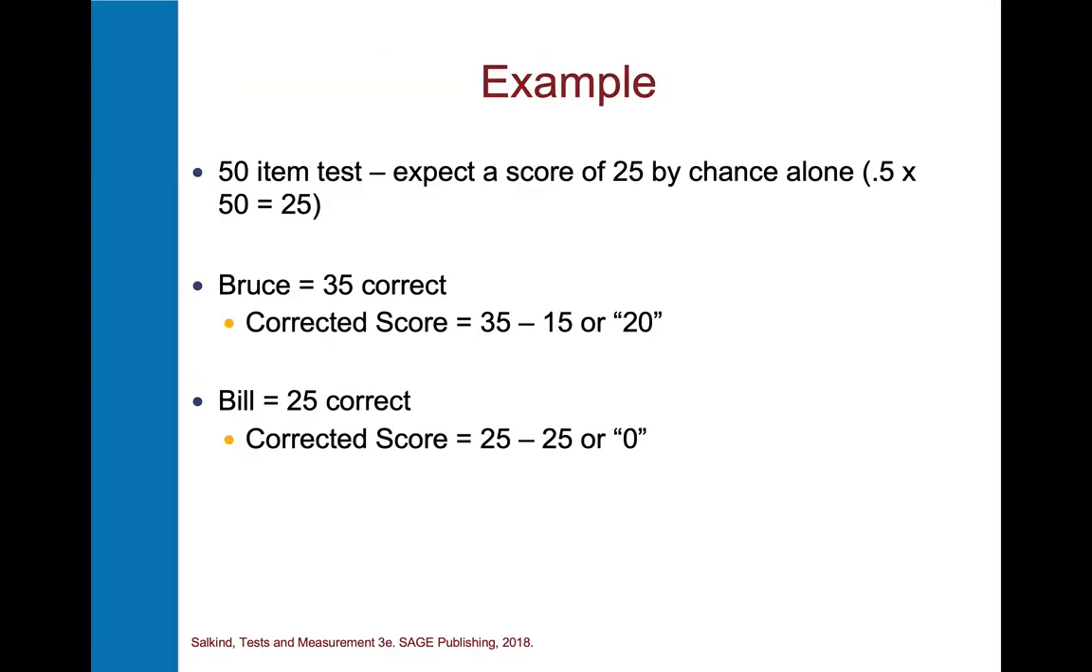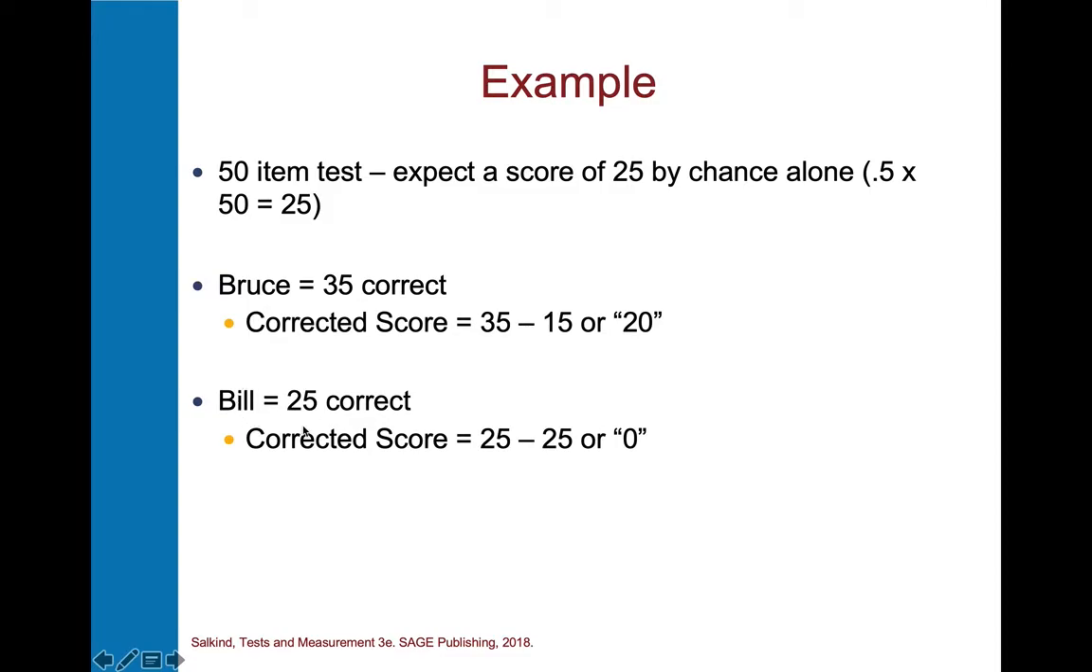So how do we use this formula? Let's just say we have a 50 item test. And we know just by chance alone, because it is true or false, you can expect a score of 25 by chance alone. So Bruce, let's just say he got 35 correct. 35, which is R, the number of correct items, minus the number of incorrect items, which is 50 minus 35, which is 15. So 35 minus 15, or R minus W, equals the corrected score, which is 20.